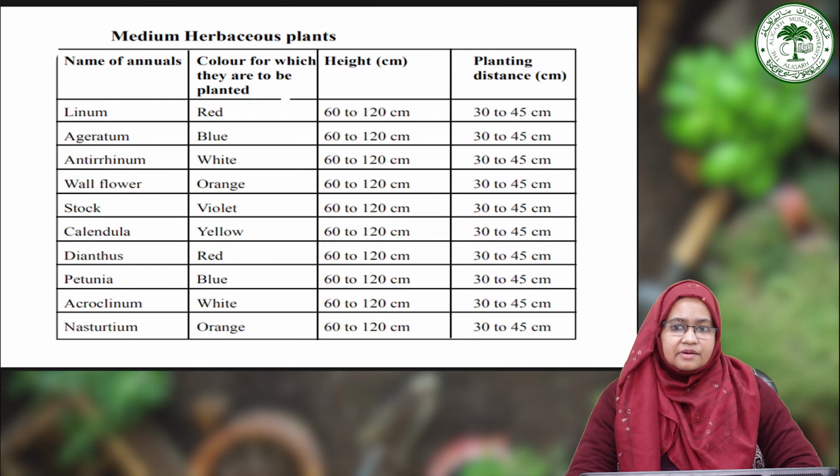Then the medium plants. These plants form the middle section of the border, providing color and texture. Examples: linum, ageratum, antirrhinum, wallflower, stock, calendula, petunia, acroclinium, nasturtium. They also have a variety of flower colors and they have a height from 60 to 120 centimeters and they also have a planting distance of 30 to 45 centimeters.